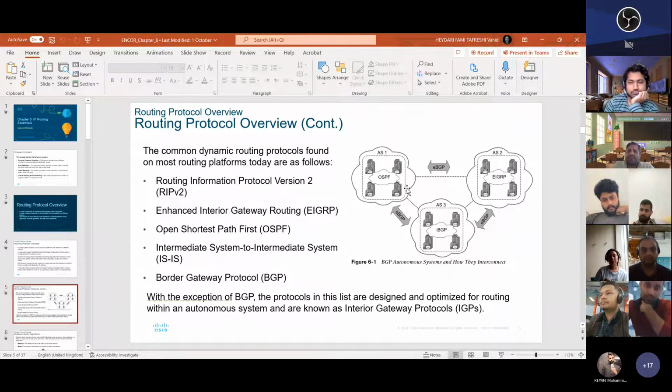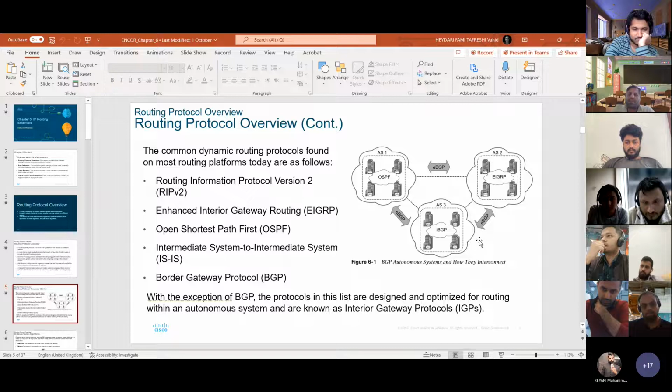Thank you. Within an AS, we have OSPF as an IGP, EIGRP as an IGP. Even the BGP protocol has two different flavors. One flavor is called IBGP, another flavor is called EBGP. The IBGP flavor of BGP works inside autonomous systems, whereas the EBGP flavor of BGP is the only exterior gateway protocol, or EGP, which operates between autonomous systems.